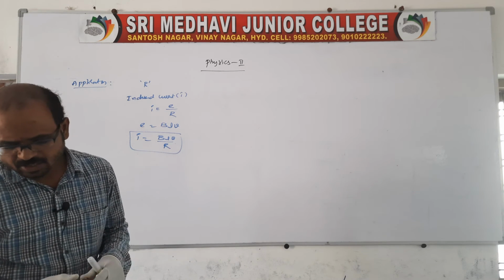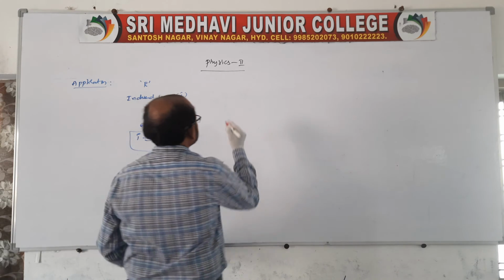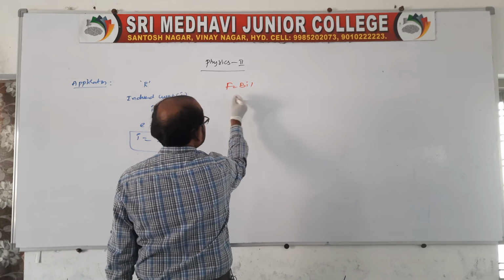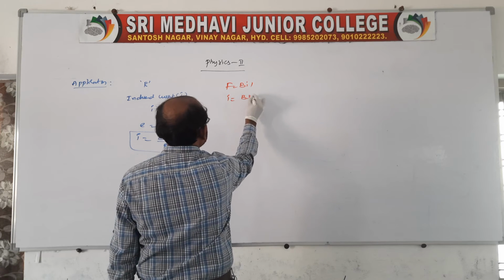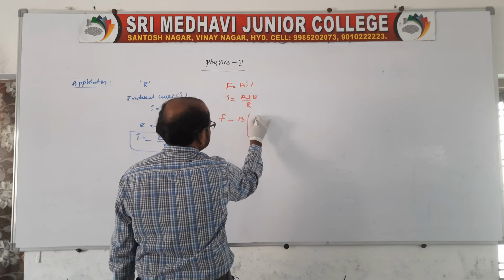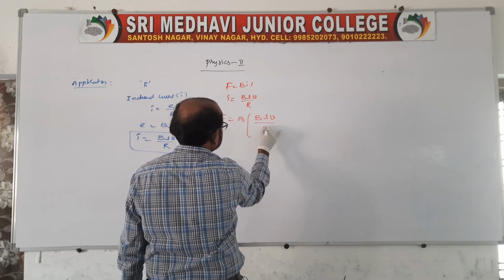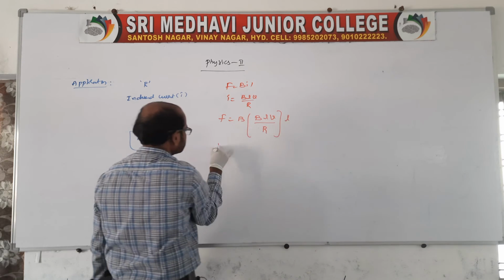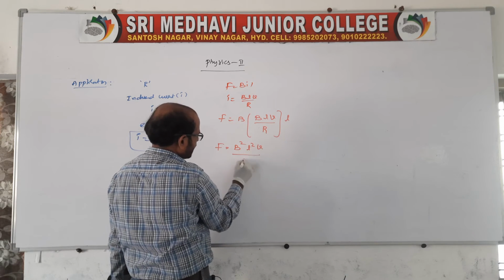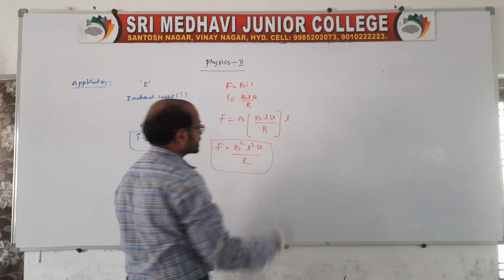And also it is asking for the force acting on the conductor, because there will be a force, which is BIL. We know I is BLv by R. So it is B into BLv by capital R into L. Therefore, B square L square v by capital R is the force acting on the conductor.